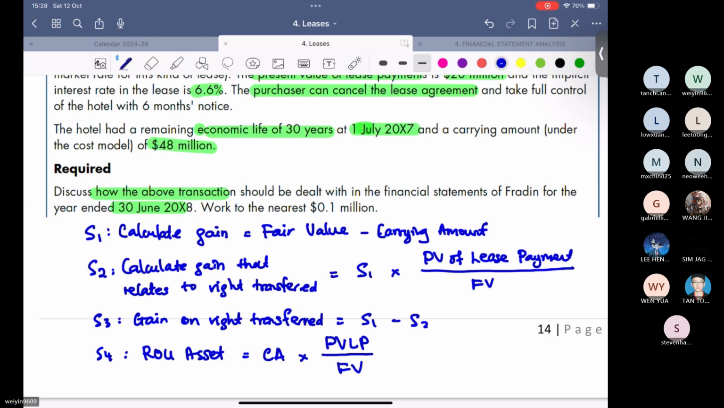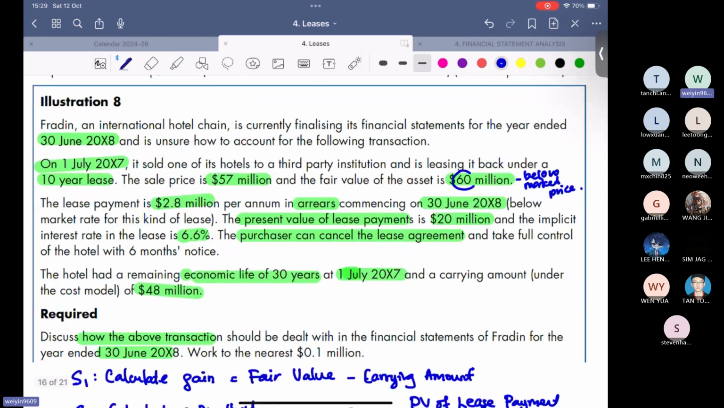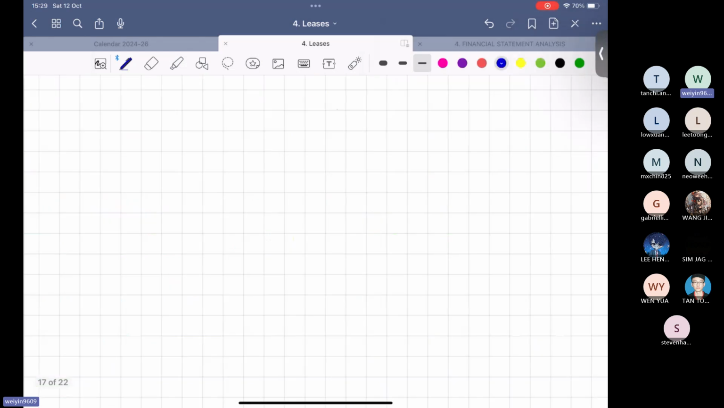Okay. Now we use this part to calculate the questions given. So you see, the fair value, you have 60, right? Carrying amount, you have 48. Present value, you have 20. So you already got all the information. So what you need to do is just fill in all the information.